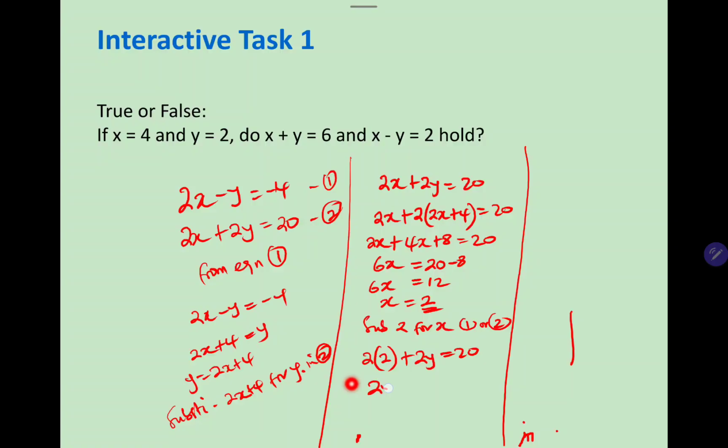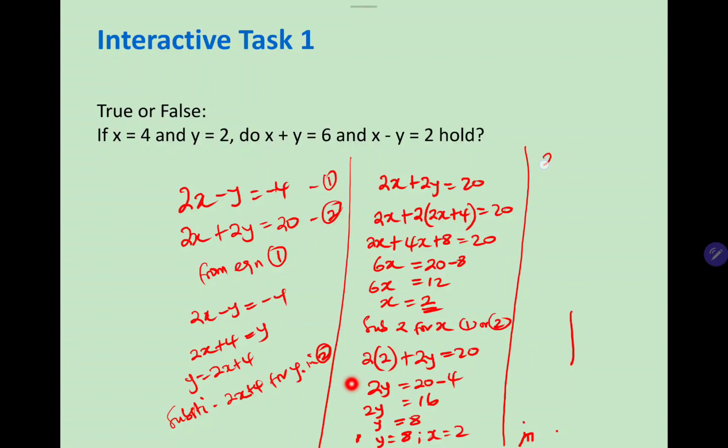So 2y, taking matching terms now, will be equal to 20 minus 4. So 20 minus 4 should be 16, right? So 2y is equal to 16 and y is equal to 8. So we have that y is equal to 8 and x is equal to what? 2.